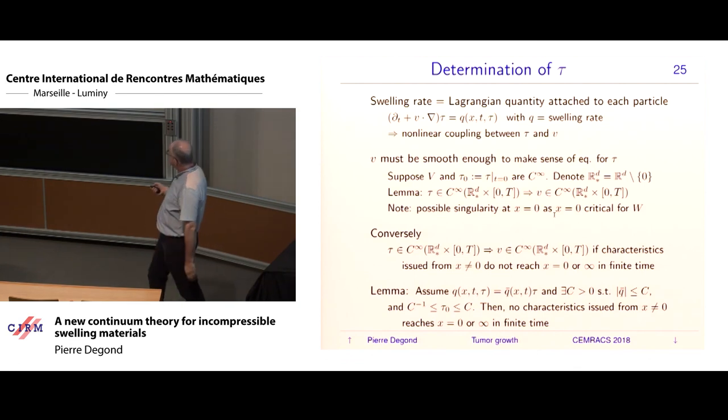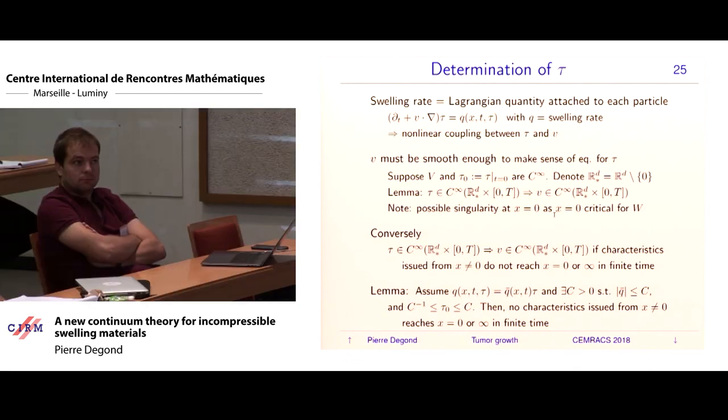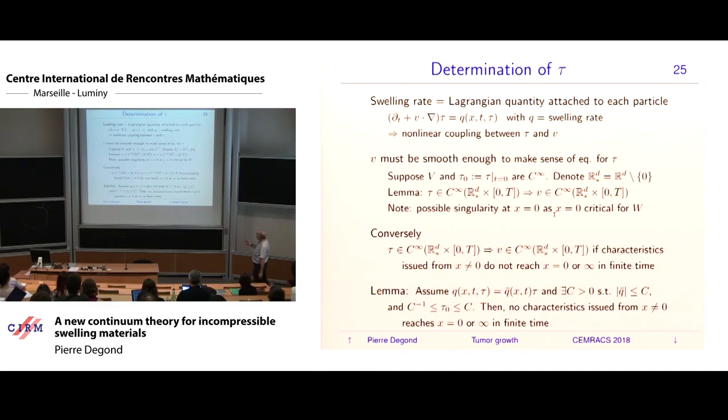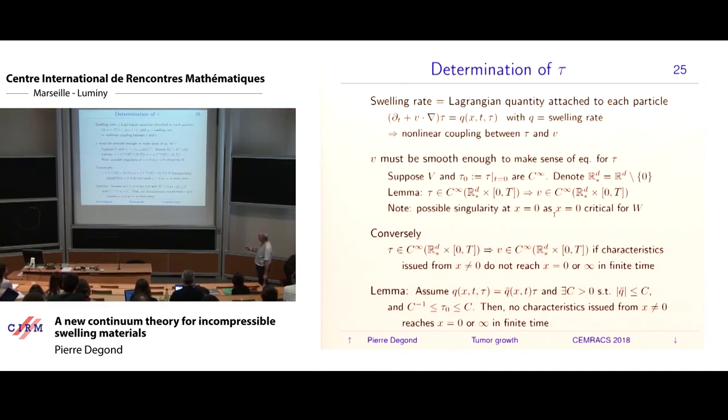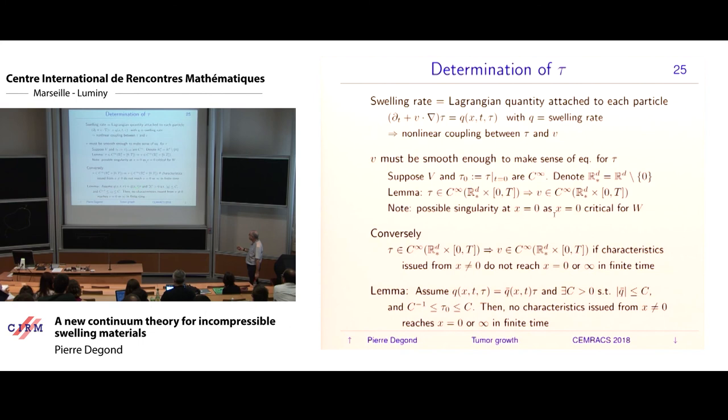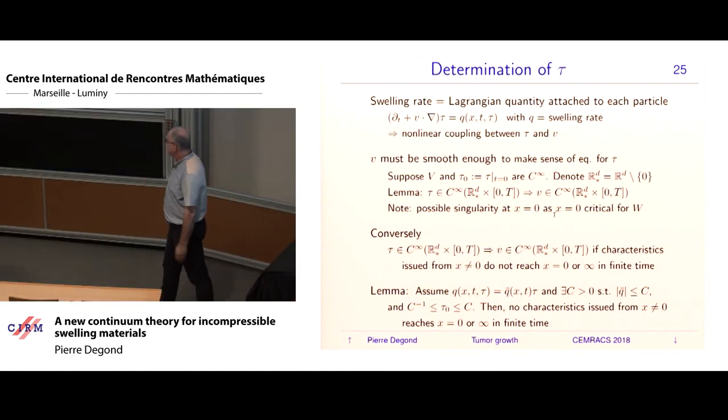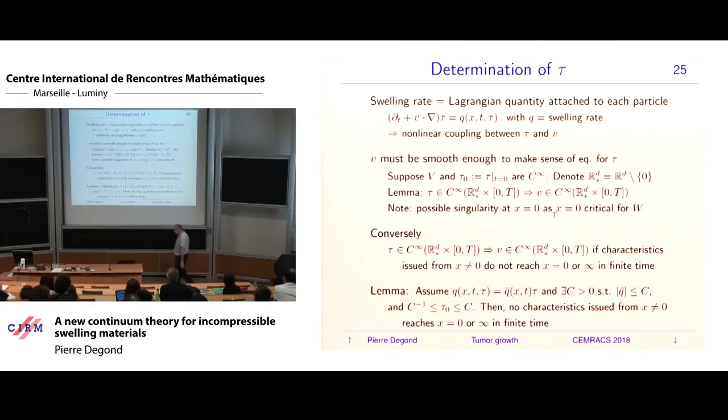So for instance, there is something that we can ensure if we have, say, the swelling rate linear in tau with some conditions, then we can ensure that no characteristic will reach x equals zero or infinity in finite time, just because you have an exponential control on tau because of that. Right, so this is the setting of this swelling problem.